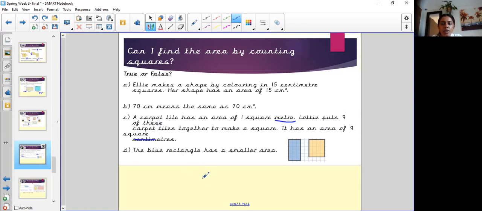And finally, the blue rectangle has a smaller area. Let's count and see. 1, 2, 3, 4, 5, 6, 7, 8, 9, 10, 11, 12, 13, 14, 15, 16, 17, 18. And let's see with this one. 1, 2, 3, 4, 5, 6, 7, 8, 9, 10, 11, 12, 13, 14, 15, 16, 17, 18, 19, 20. So it's correct. The blue rectangle has a smaller area, 18 squares, so that is true.